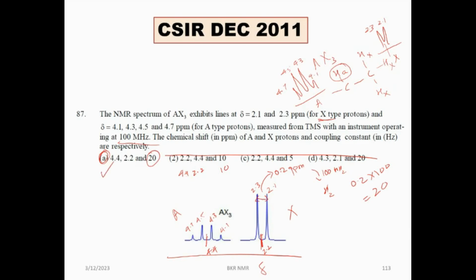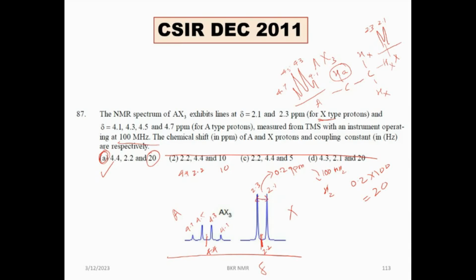So what is the answer? Option A. Understood? Suppose you have confusion in the options, and this is 4 marks. They have given 4.4, 2.2, 20 and 10. What will you do quickly? Take the difference between lines, multiply by 2 and by the operating frequency in megahertz, and you'll get the answer. Is this type of problem clear to you?